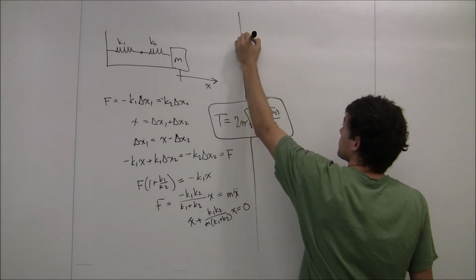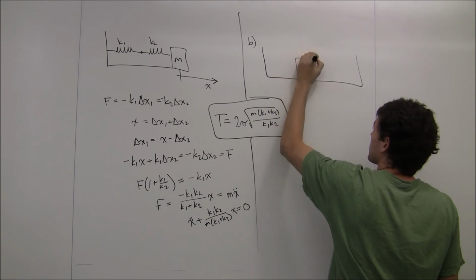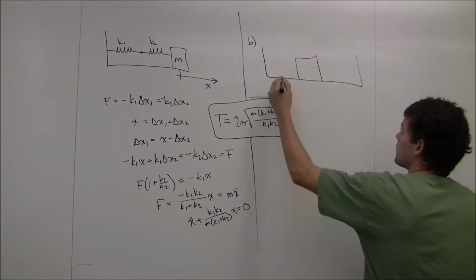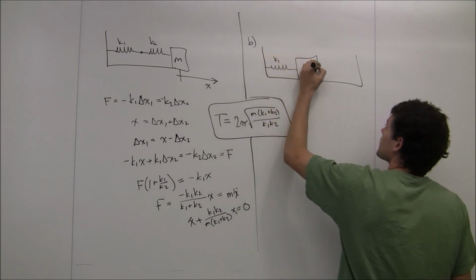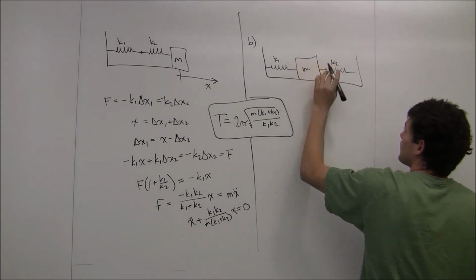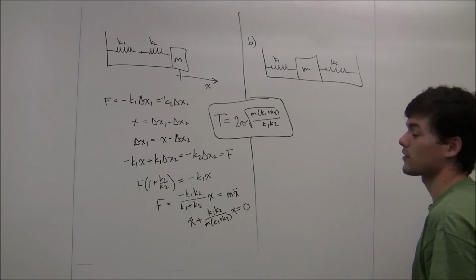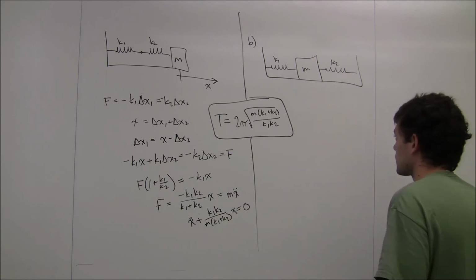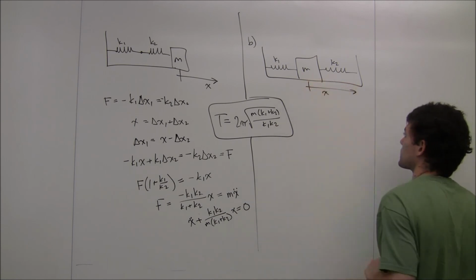Now in part B, we're asked something very similar. This time we have a block lying in this sort of box enclosure. It's connected to a spring of k1 on the left-hand side and a spring of k2 on the right-hand side. Both of the springs are connected to the walls so that they can brace themselves on the other side. Now, if this block is displaced a distance x, I'm going to define this direction to be positive.